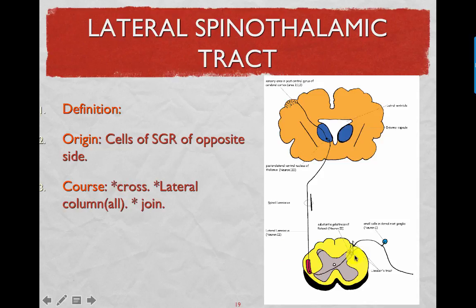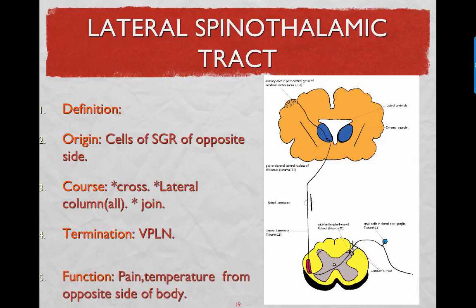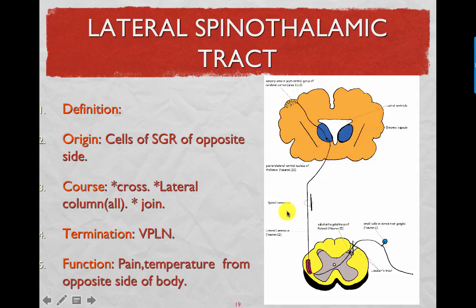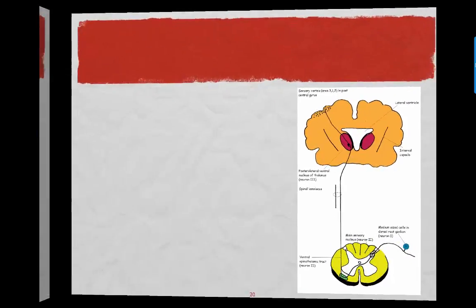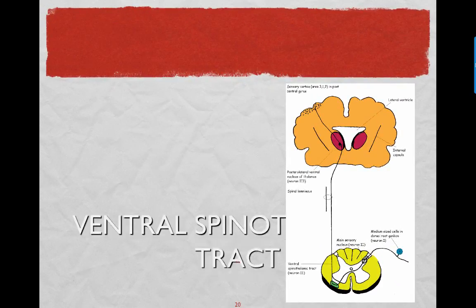It is a crossing tract, and it occupies the lateral column of white matter, and it joins the ventral spinothalamic at the level of the middle pons, and then the termination VPL nucleus, and finally the function: pain and temperature from the opposite side of the body, because it is formed of second order neuron fibers that are crossing now. So it is responsible for the pain and temperature pathway from the opposite side of the body. Of course, it is present in all the levels of the spinal cord.